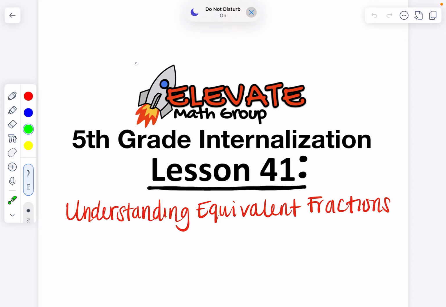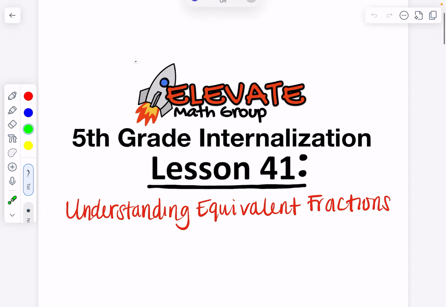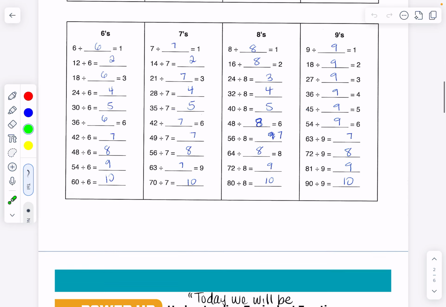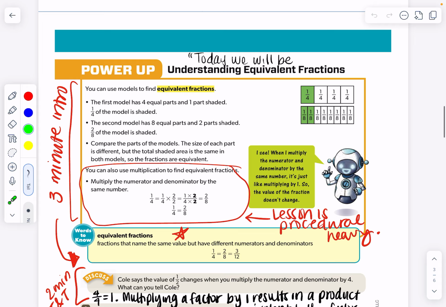All right, everyone. Today, for our fifth grade Elevate groups, we are working on understanding equivalent fractions. Just like yesterday, we are anchoring ourselves first in fraction models before moving on to understanding equivalency of fractions in a more procedural way. So students are going to start out by looking at fraction strips to understand how maybe 1/4 is the same as 2/8, right? And then they go into the procedural way using multiplication.